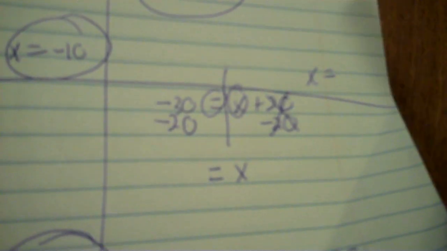Now go to the other side and take away 20 from that. I'm taking away 20 from this side and this side. So line up your equals, we have x right there. Negative 30 minus 20. If I have negative 30 and take away 20, I'm going backwards. It would be negative 50.